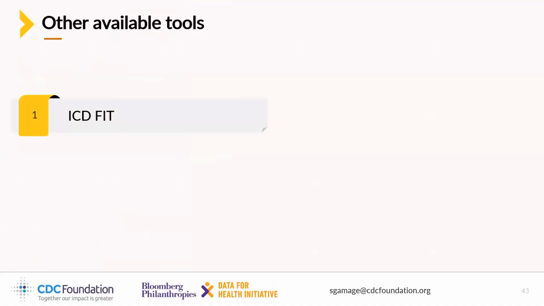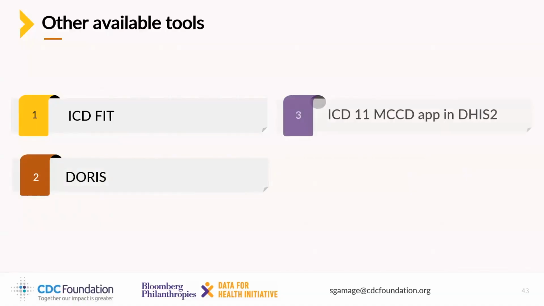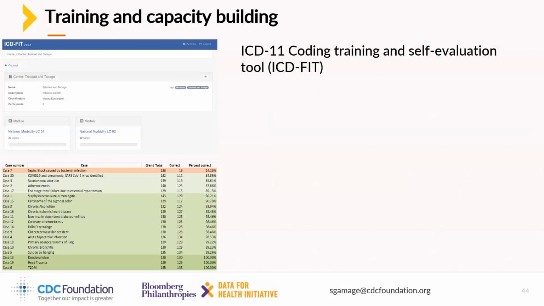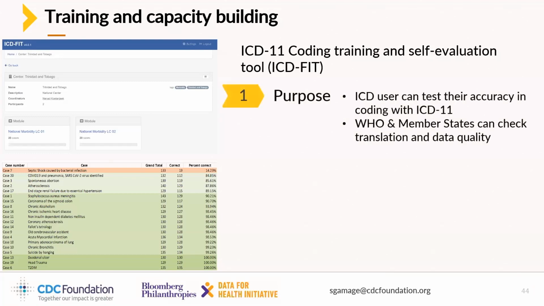Okay, let's move on to other available tools. We have ICD Fit, ICD Field Implementation Tool, and then there is Doris for automated mortality coding. Then there is an ICD-11 MCCD app in DHIS2, an ICD API, application programming interface. ICD Fit is a tool available for training and capacity building. ICD-11 coding training and self-evaluation tool, ICD field implementation tool.